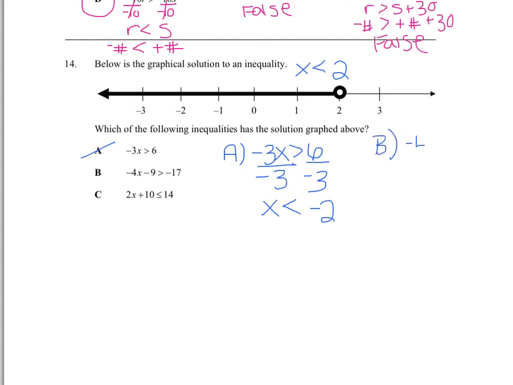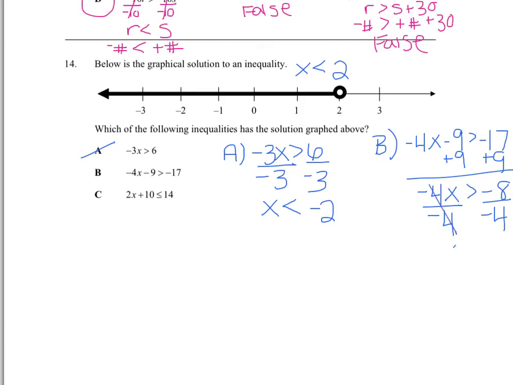B, we have negative 4x minus 9 is greater than negative 17. So the first thing I'm going to do is add 9 to both sides, and we get negative 4x is greater than negative 8. Next, I'm going to divide by negative 4 on both sides. This cancels out. Because I divided by a negative number, I'm switching the inequality sign, and I get x is less than 2, which is exactly what I wanted.